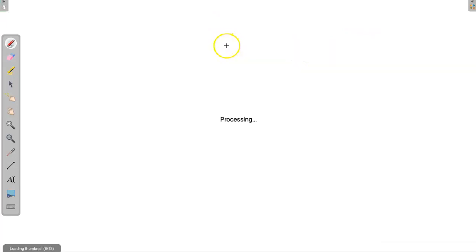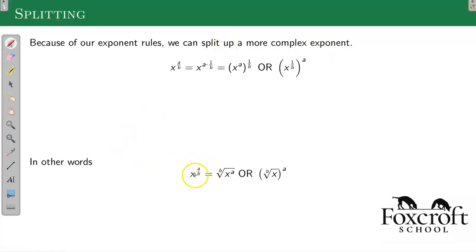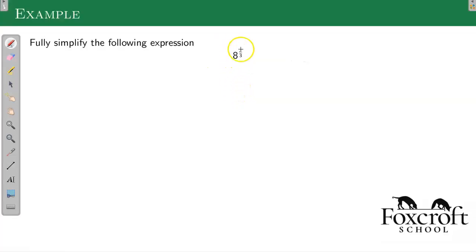Actually this one will be more useful as we go. In other words, x to the a over b is x to the a and then raised to the 1 over b, which is the fraction, or it's the bth root of x and then raised to the a. Again, this one will be more useful most times when we're trying to evaluate an expression. So let's see what I mean. 8 to the 2/3.